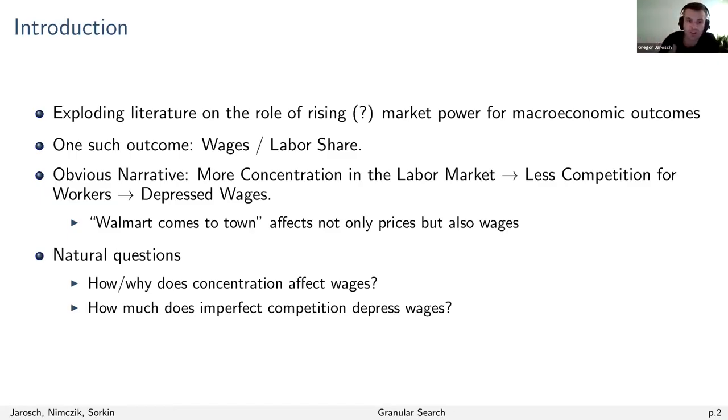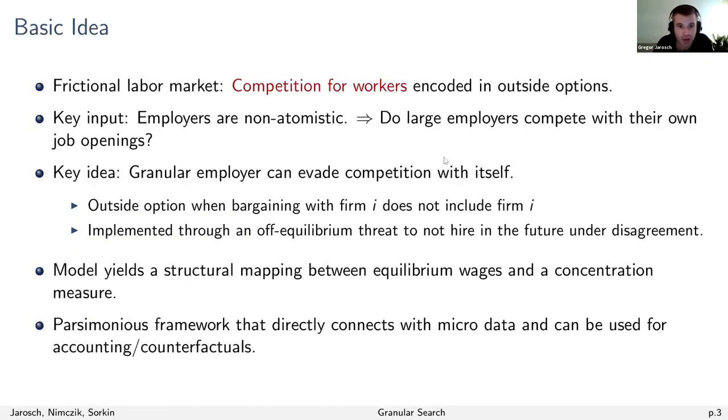One way of putting this is, Walmart comes to town and wipes out all the mom and pop stores. They might jack up prices because they gain power in the product market, but they might also now be the only employer in town, and that might depress wages. That's what we're after in this paper. So with that said, here are the high-level questions we're after. What's the transmission mechanism from concentration in the labor market to wages, and can we say something quantitative about how much this might matter?